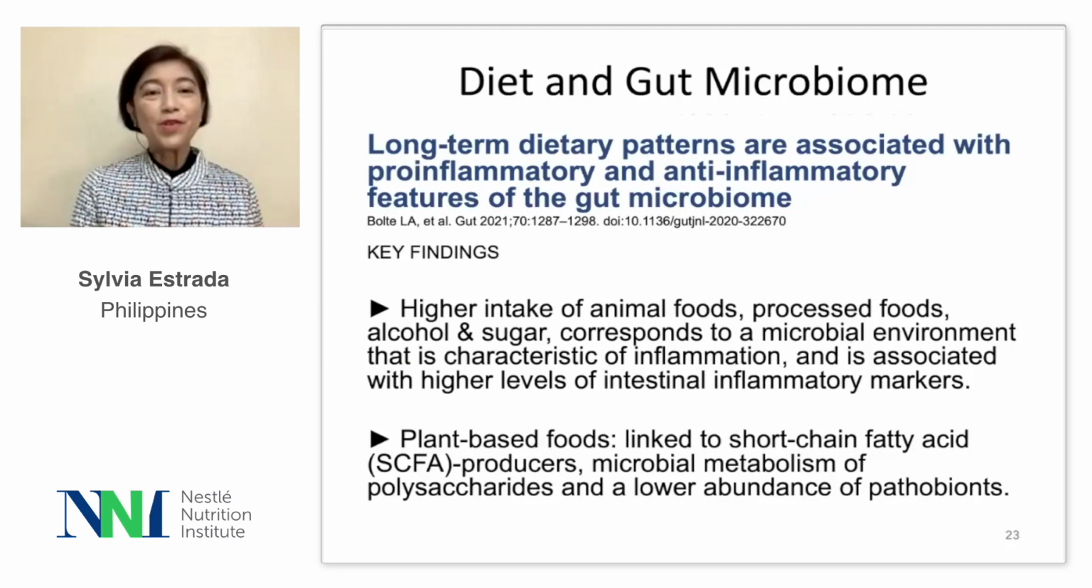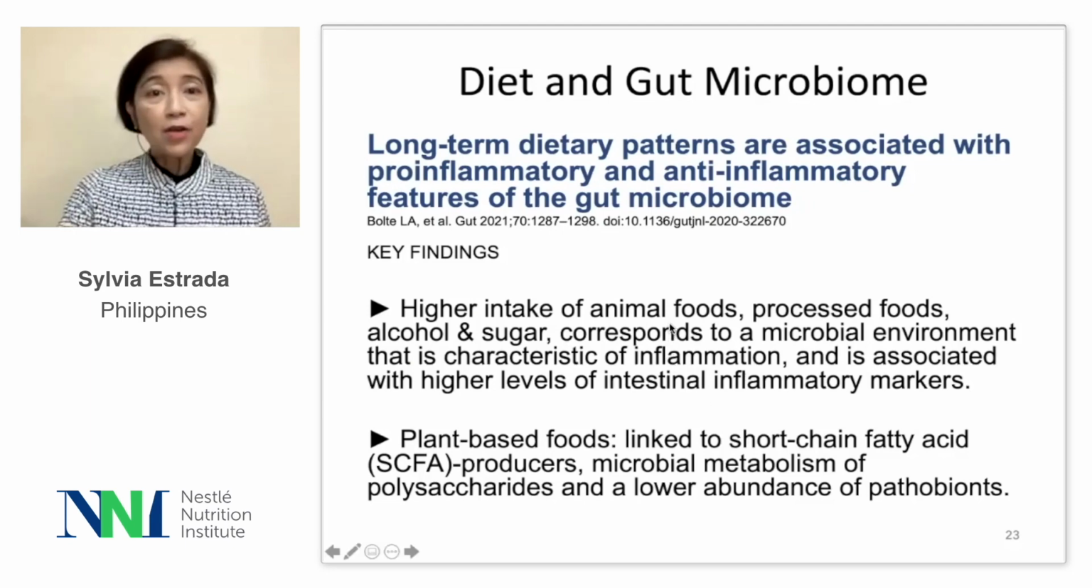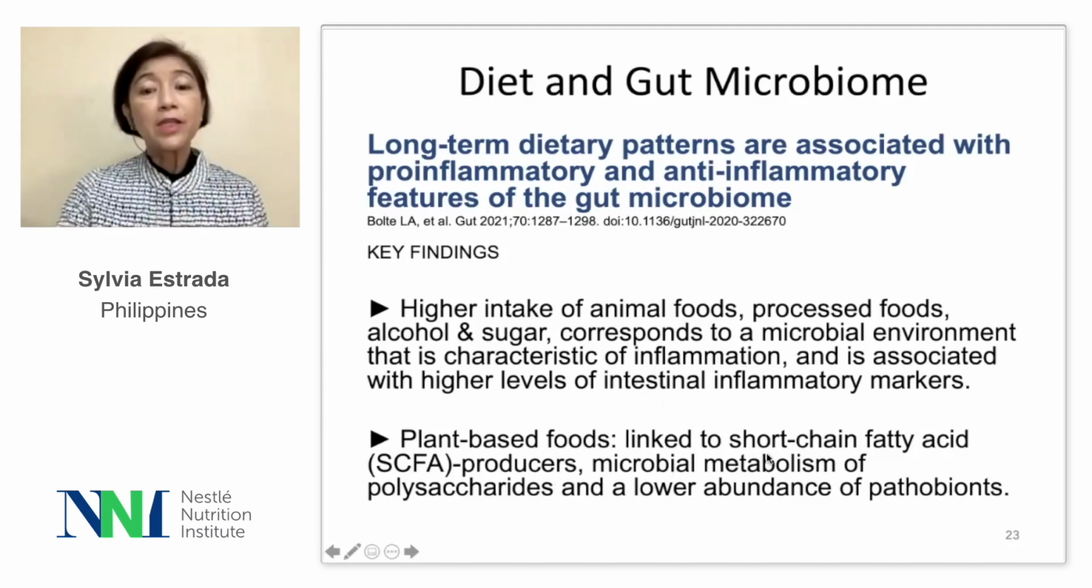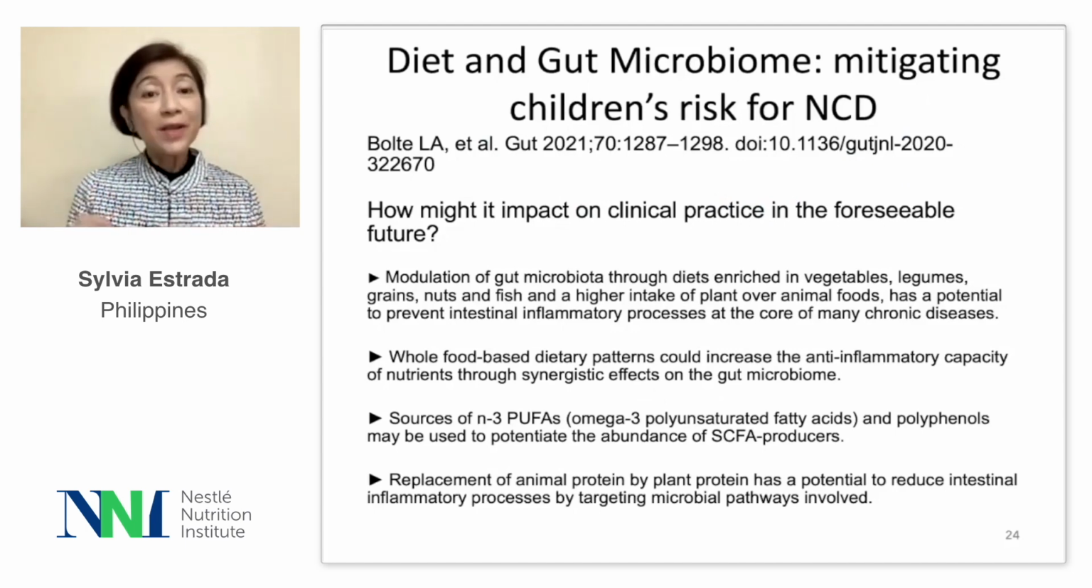This is research that is very promising. It talks about the diet and the gut microbiome, how long-term dietary patterns are associated with pro-inflammatory and anti-inflammatory features of your gut microbiome. So what are the key findings? A higher intake of animal foods and processed foods causes your gut microbiome to have more inflammation, and therefore you have higher levels of intestinal inflammatory markers. On the other hand, plant-based diets are linked to short-chain fatty acid producers, therefore causing a microbial metabolism that is lower in pathogens. And how can we bring these findings into our clinical setting?